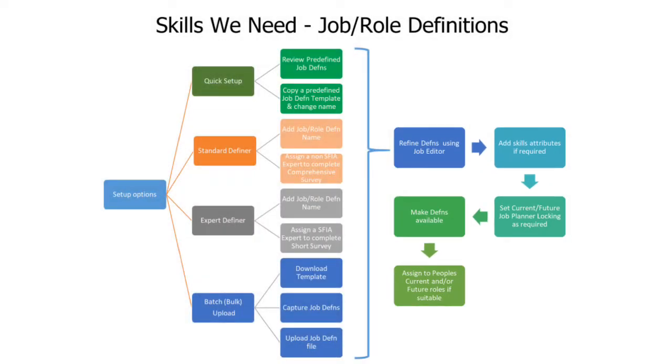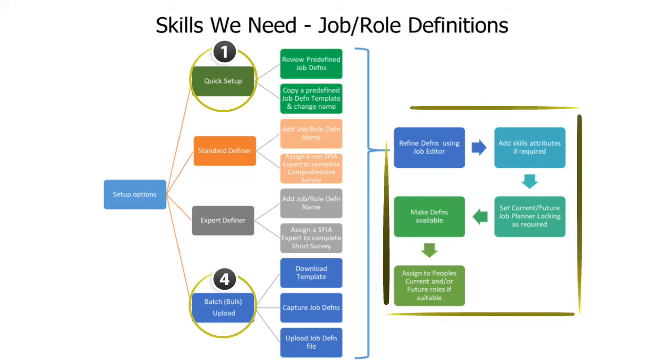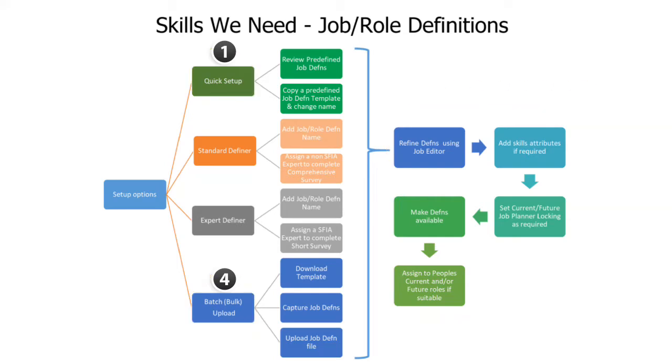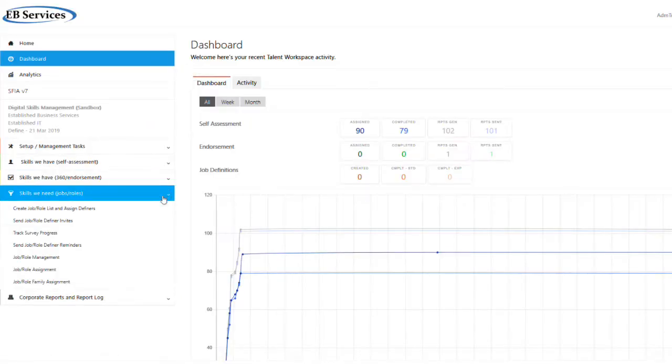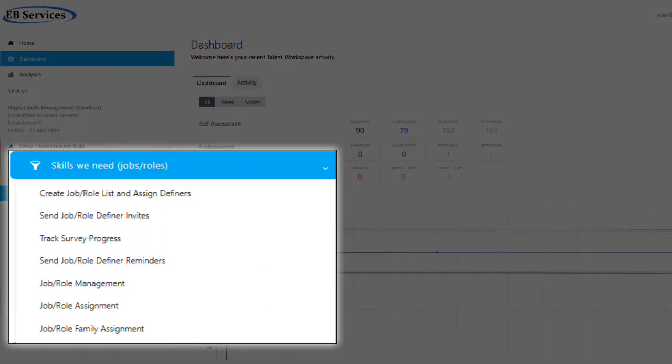For practicality, I'm going to explain the 2 most common capture methods first, and then explain the refinement aspects. I'll explain the less commonly used capture methods of standard definer and expert definer last. To be honest, these are more legacy style methods, although still useful in some circumstances. The tasks for setting up job and role definitions can be found under the Skills We Need Jobs and Roles task group.